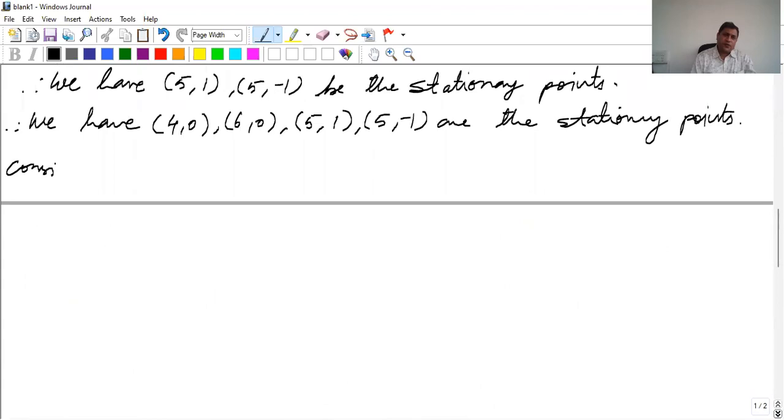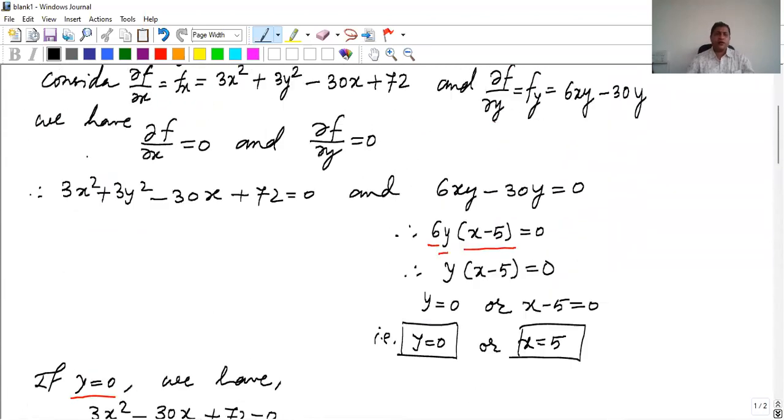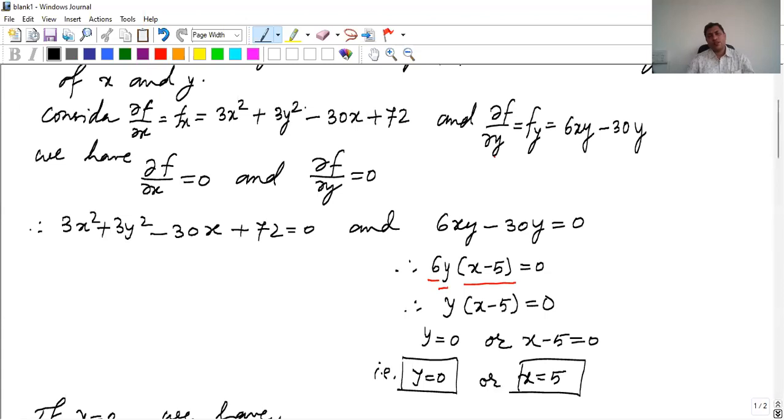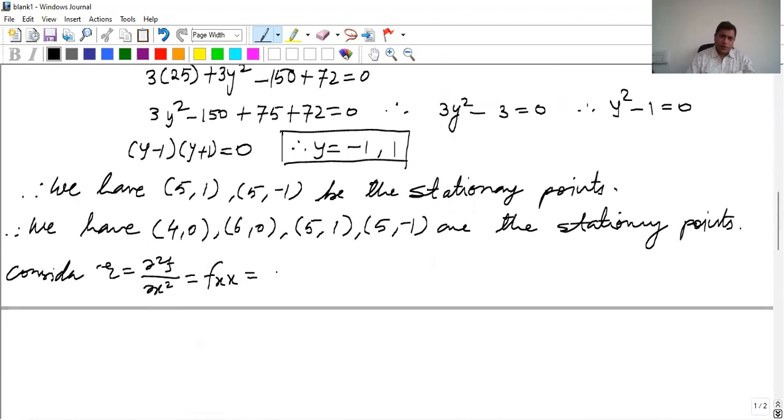What will we be having next? Consider R is equal to del square f by del x square. This is nothing but f_xx. We have to differentiate this first order derivative with respect to x again. So here I'll be having 6x, the derivative of this term is going to be 0, and the derivative of the last term is minus 30. So 6x minus 30 is going to be the derivative here.